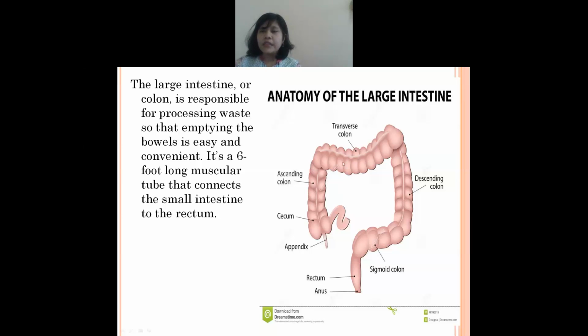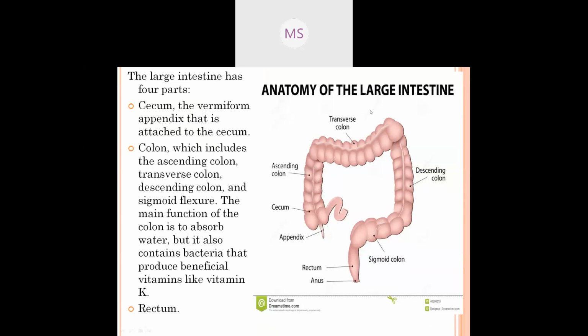And what you will find is that the large intestine is 6 foot long. The length of this large intestine: 6 foot long. You will find it is a muscular tube. It is made up of muscle and is just like a tube. And you will find that it connects the small intestine to the rectum.